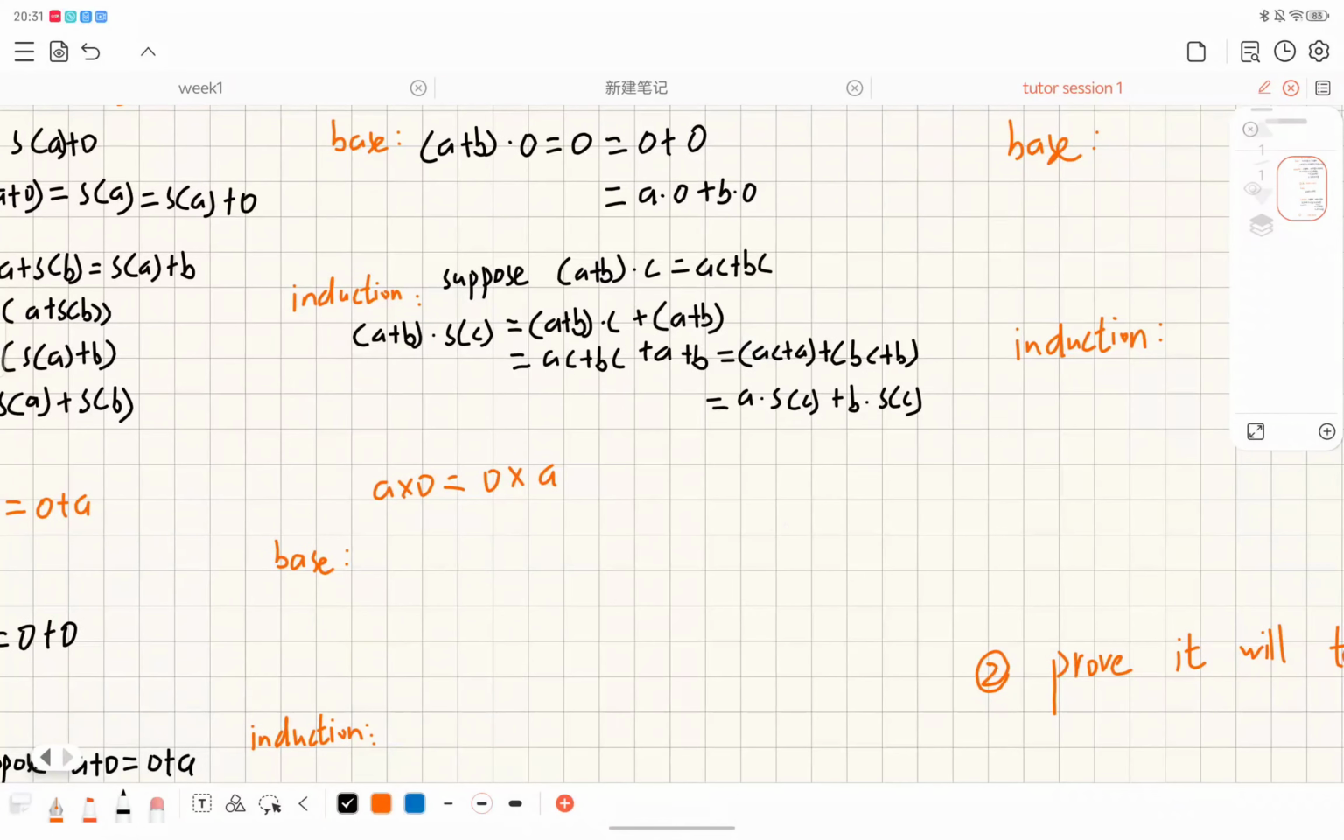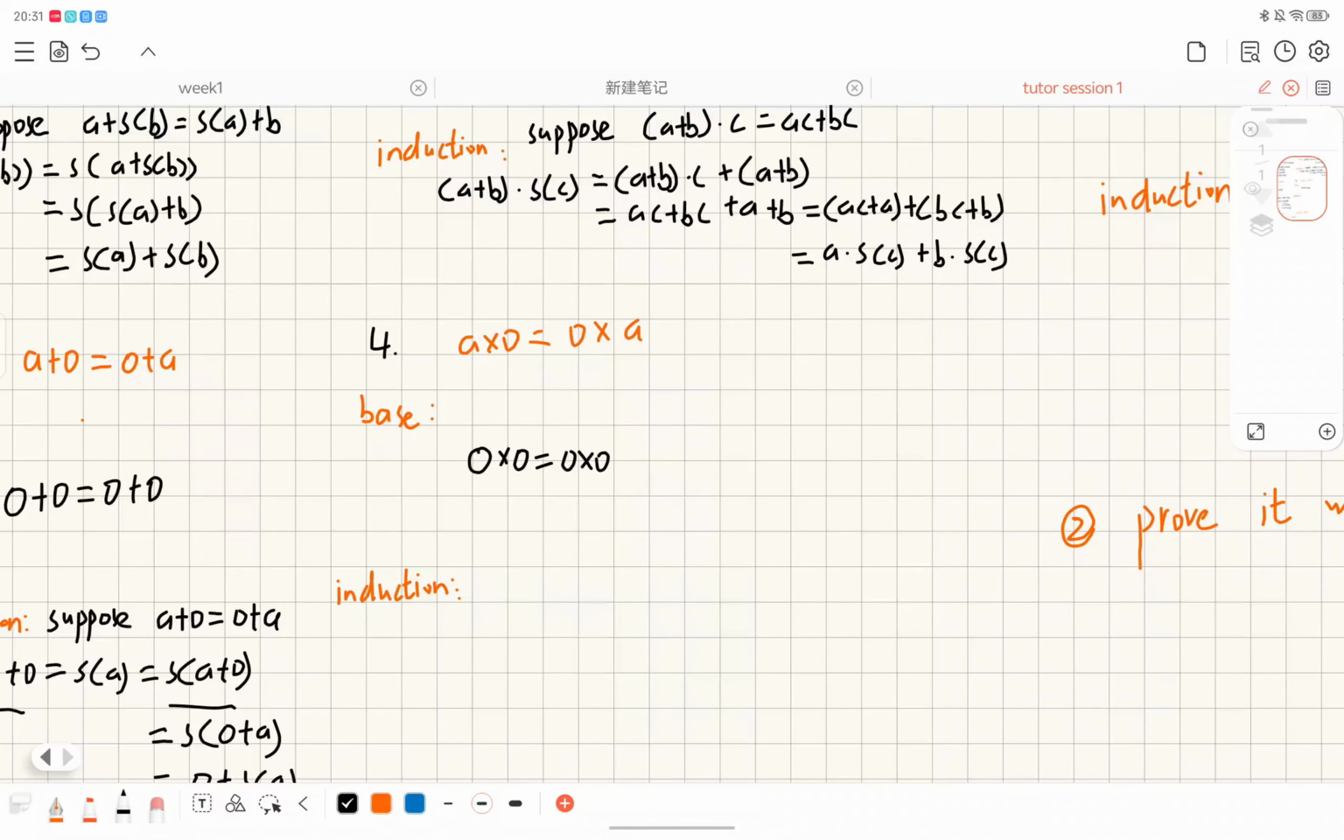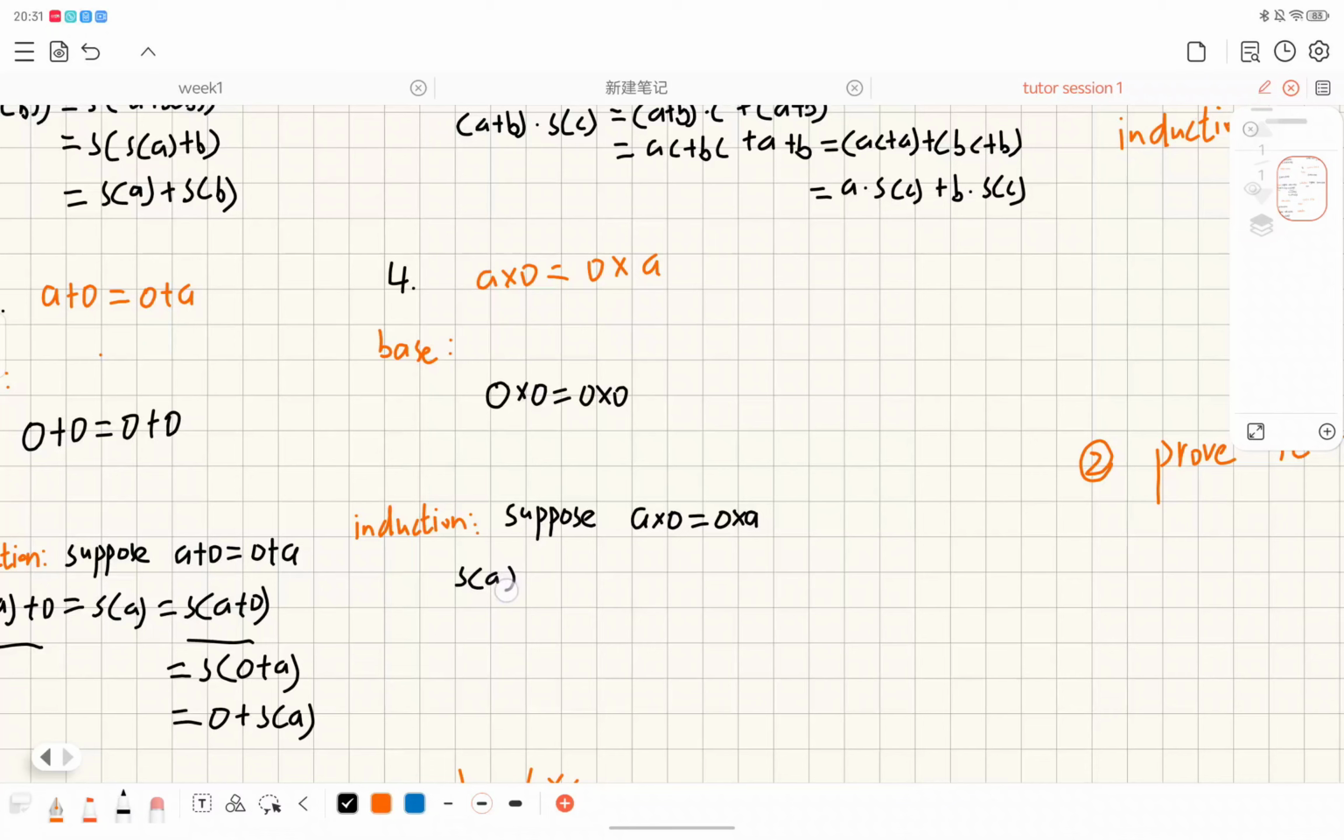And here, let's go to our next lemma, lemma 4. We want A times 0 equals 0 times A. For the base case, it's still easy. Just set A to 0, so we have this one. Right. Then, again, we want an induction hypothesis. So what's that? Suppose we know that A times 0 equals 0 times A. Then what is SA times 0? What is SA times 0? SA times 0 equals 0, right?